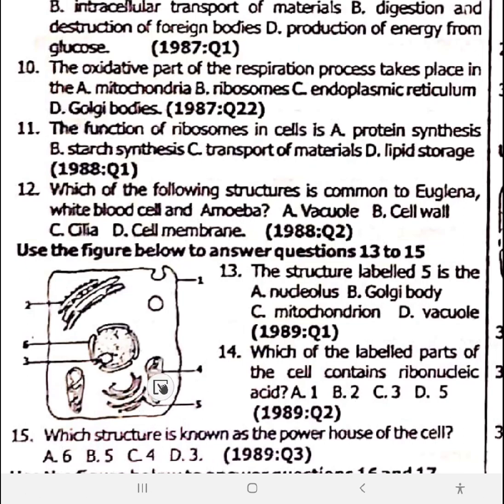It's called the mitochondria. Number 5 is called the Golgi body. And 6, this part here is the nuclear envelope. They are called the nuclear envelope. So number 13 is option B, Golgi bodies. Number 14, which of the labeled part of the cell contains ribonucleic acid? It is Roman figure III. Number 3.